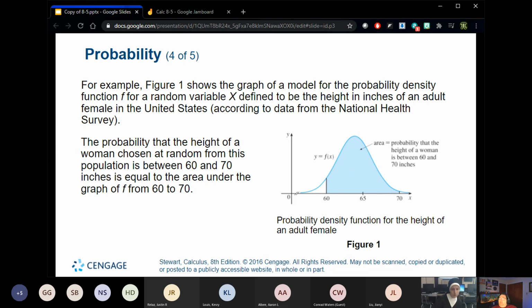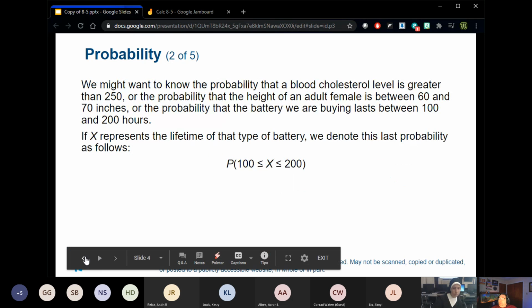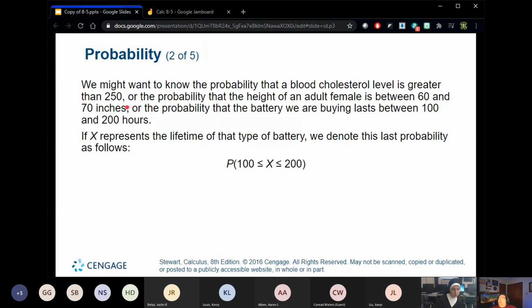So let's go back a few slides. Let's say we want to know the probability that blood cholesterol levels are greater than 250, or the probability of height of adults is between 60 and 70 inches. Females and males have different heights, so that'll look a little bit different there. Or the probability that a battery you're buying lasts at least 100 to 200 hours. Or my favorite, that the toaster you're buying is going to last you more than 2 years.